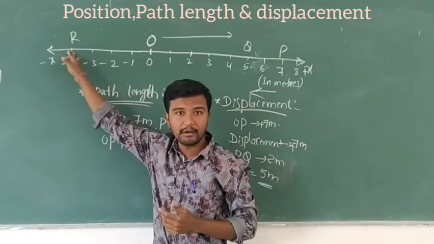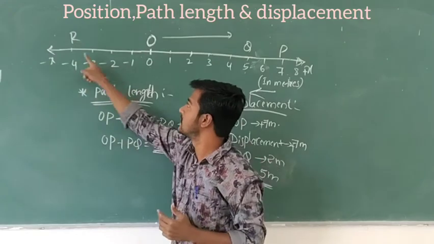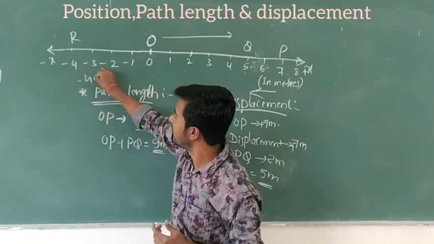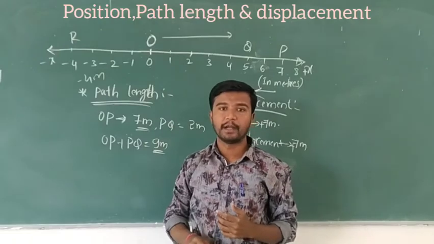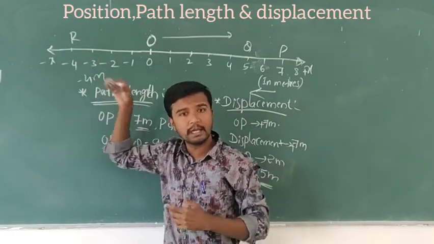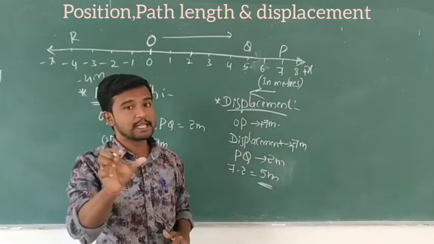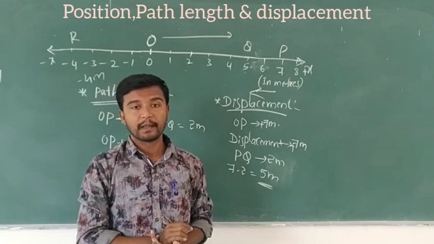Okay, so dear students, also consider the distance covered by a body. The position of an object R from O: what is the distance, the path length covered? Minus 4 meter from O. Then what is the displacement covered by the body from O to R? That is minus 4 meter.